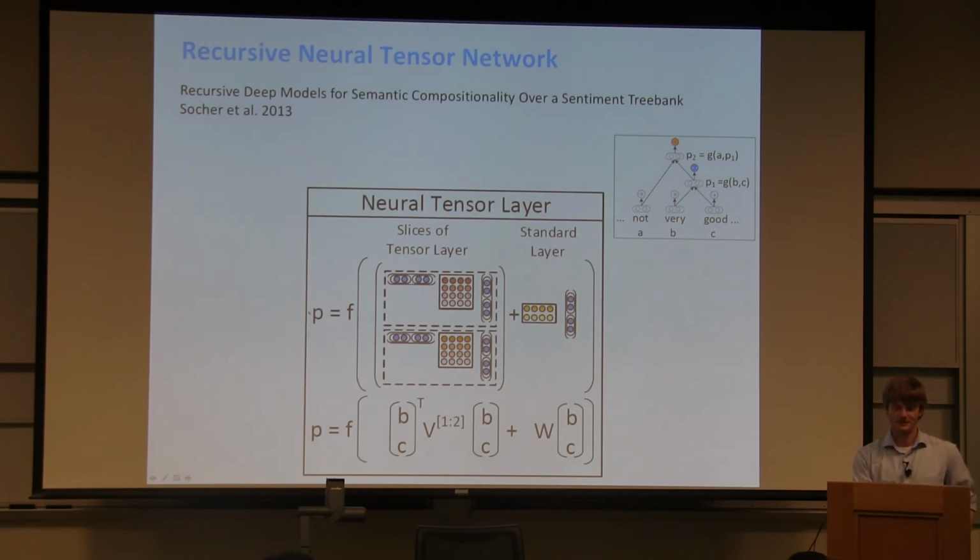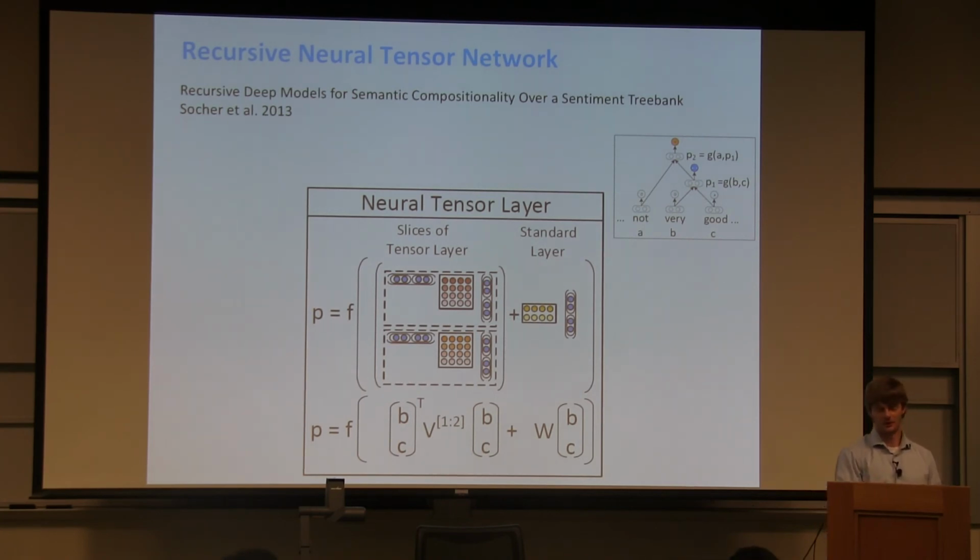And now this p vector here will again have the same dimensionality as each of its children. And so we can recursively combine that and have the same exact computation at every node. But now it's a much more powerful interaction between the two vectors.